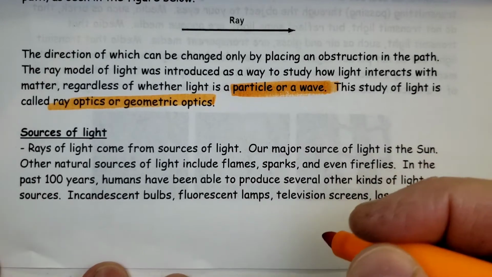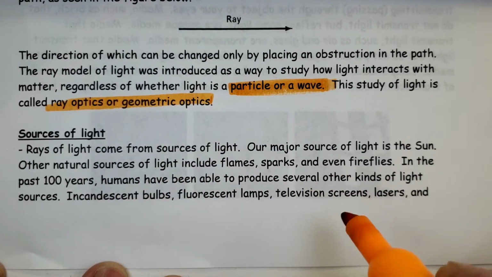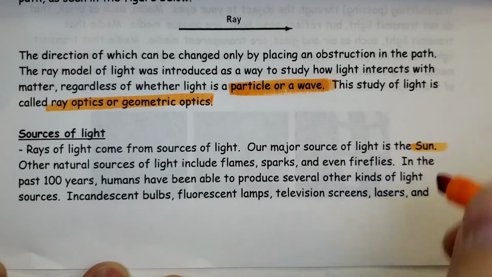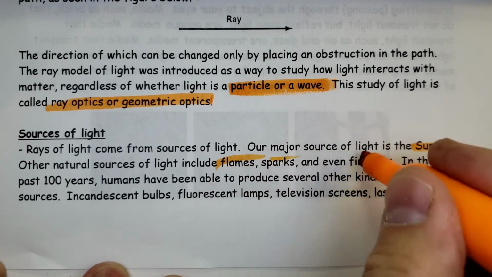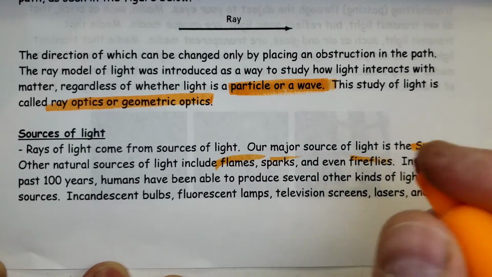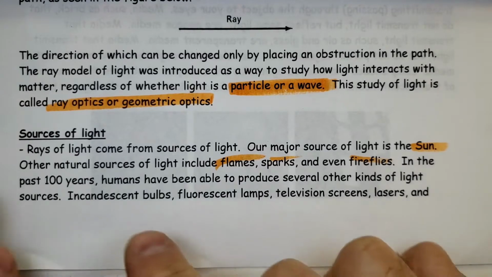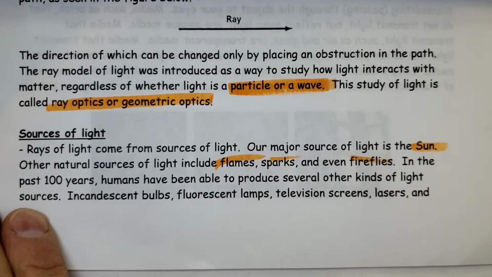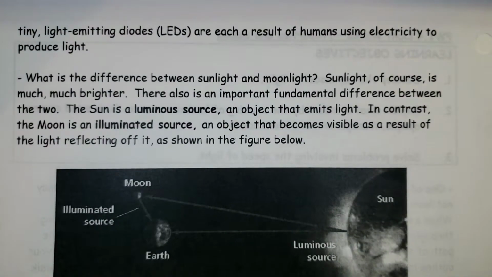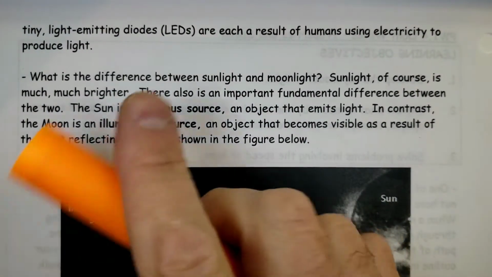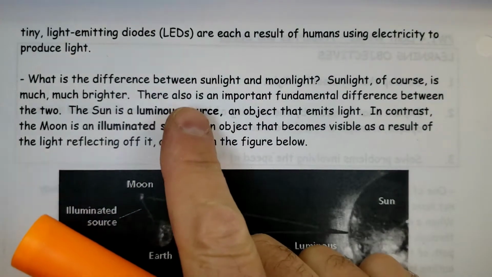So first of all, let's look at sources of light. Rays of light come from sources of light. Our major source, of course, is the sun. Other natural sources include flames, sparks, and even fireflies. In the past 100 years, humans have been able to produce several other kinds of light sources: incandescent bulbs, fluorescent lamps, TV screens, lasers, and LEDs, light-emitting diodes, are each the result of humans using electricity to produce light.